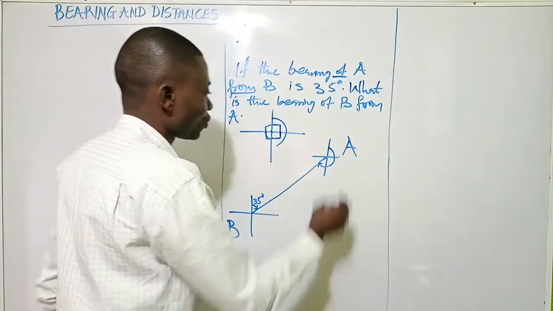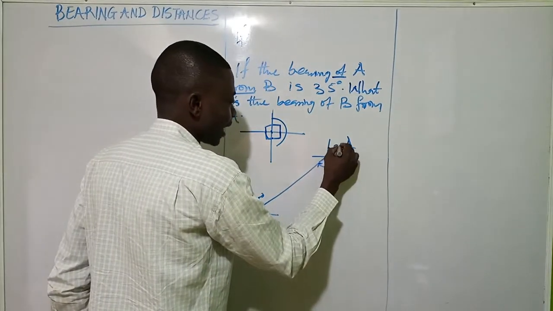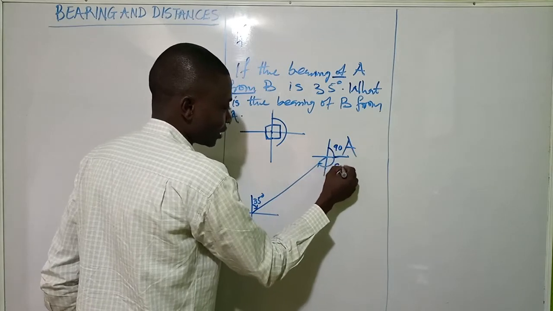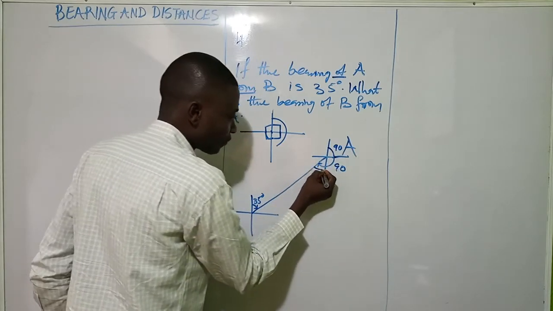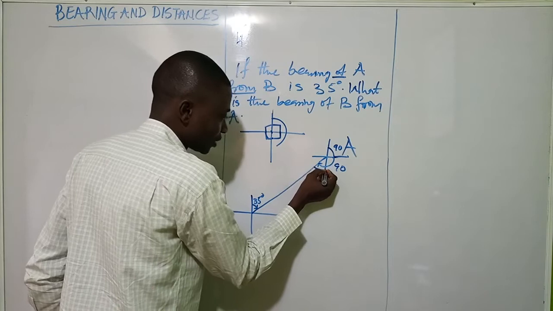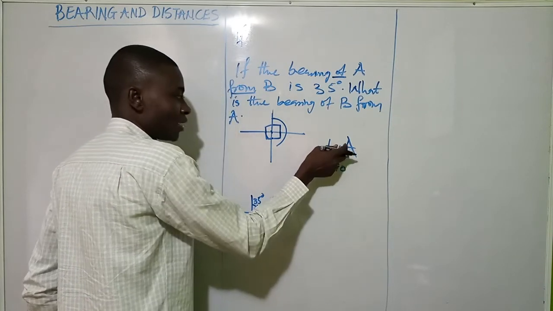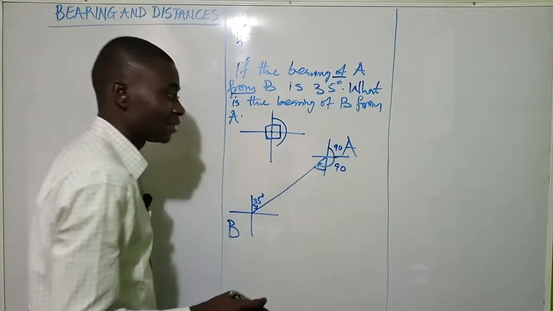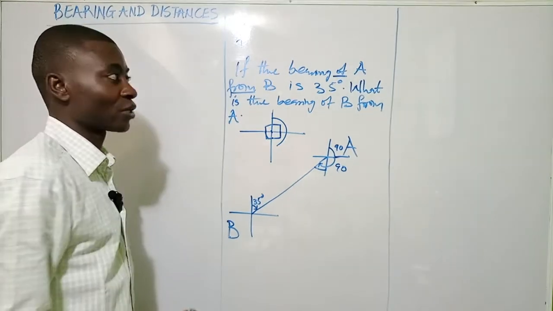Okay? Now, since we know that this first quadrant here is 90, from here to here is also 90. Now, we're going to get the value of this remaining angle here, and once we get it, we'll add it to 90 plus 90.